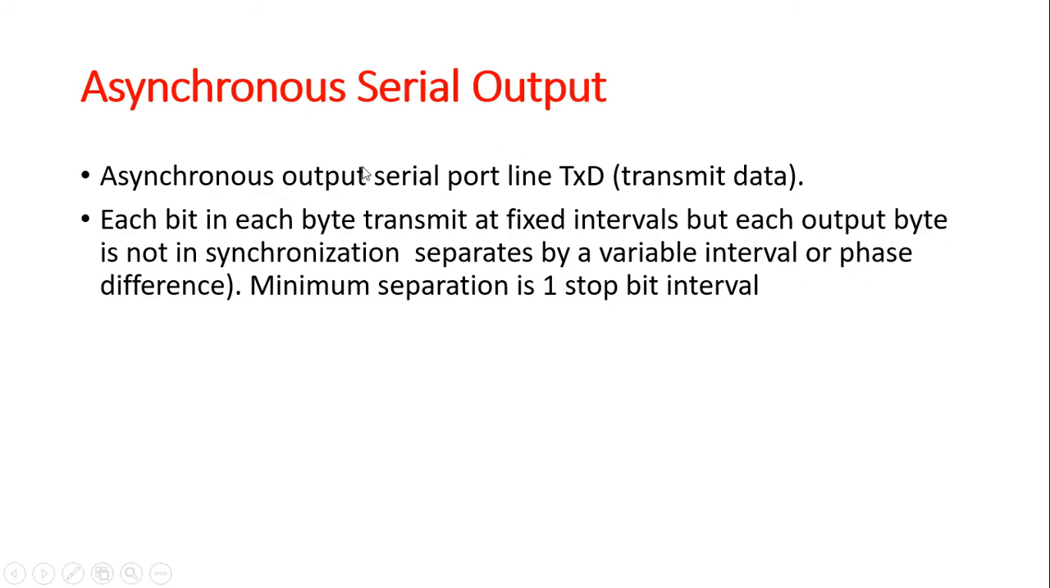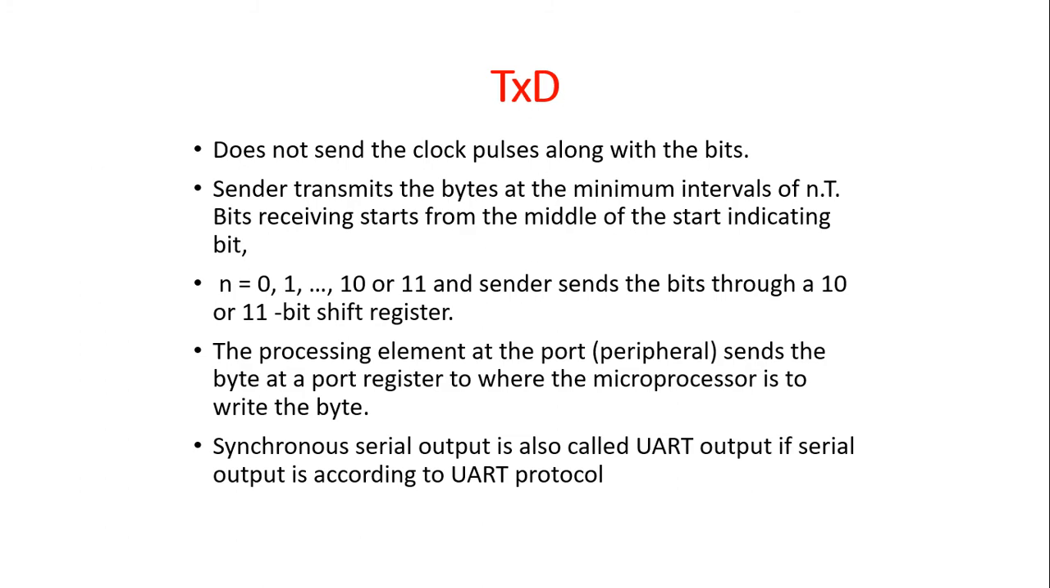Asynchronous serial output. The asynchronous output serial port line is TXD. Each bit in each byte is transmitted at a fixed interval, but each output byte is not in synchronization, separated by variable intervals or a phase difference. The minimum separation is one stop bit interval. The TX does not send clock pulses along with the bits. The sender transmits the bytes at a minimum interval of n times t.